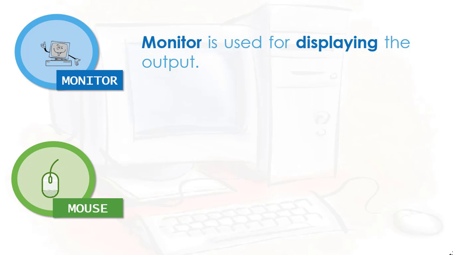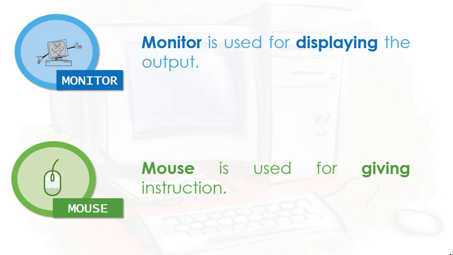Okay. Next one is a mouse. Mouse is used for giving instructions. That we already saw in the IPO part also, right? Whenever we fed the data into the computer system by using keyboard and mouse, that time we gave instructions to the computer system by using the mouse.